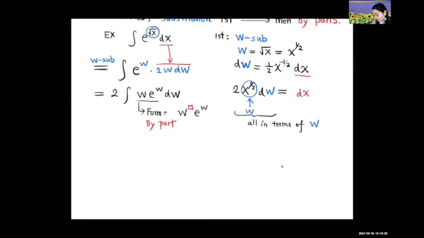So this variable to some power times the transcendental function e to w. So use by parts, okay? Well, we already did this, okay, by parts. So don't forget the s, okay?